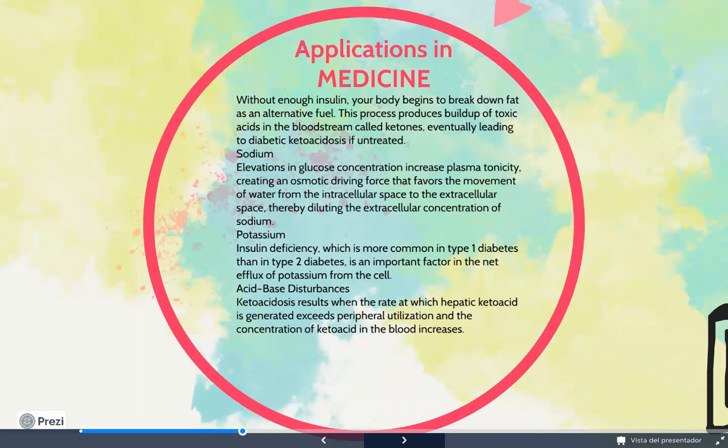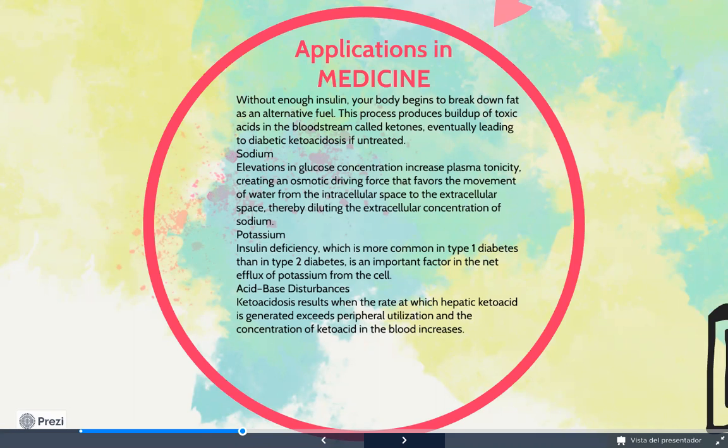Sodium. Elevations in glucose concentration increase plasma tonicity, creating an osmotic driving force that favors the movement of water from the intracellular space to the extracellular space, thereby diluting the extracellular concentration of sodium. Potassium. Insulin deficiency, which is more common in type 1 diabetes than in type 2, is an important factor in the net efflux of potassium from the cell.